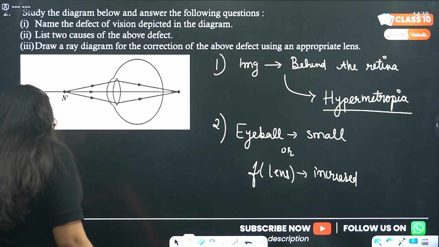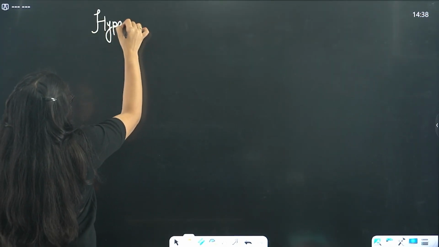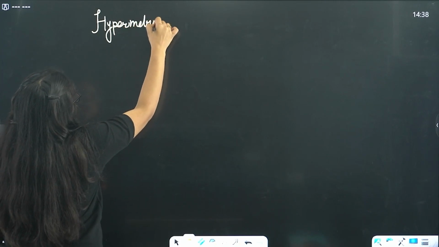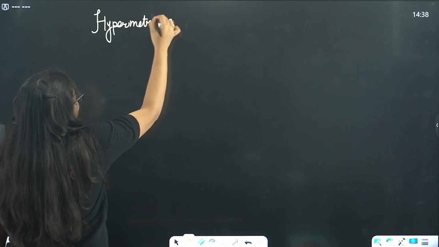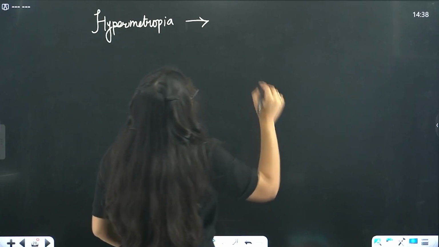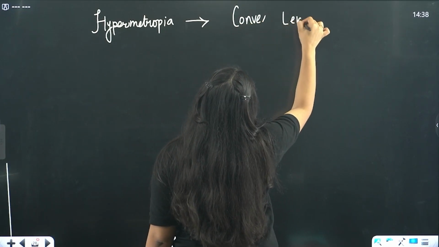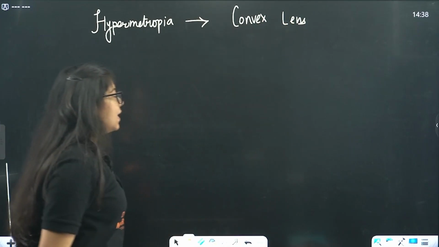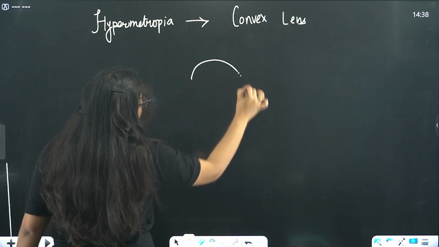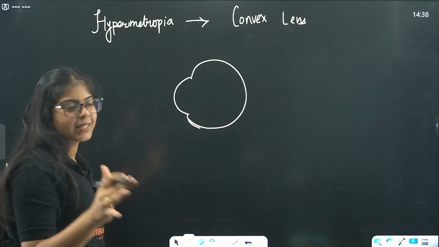Which lens is used for hypermetropia correction? Ma'am, for hypermetropia, which lens is used? Correct? Not correct? Let me know in the comment section with the timestamp. Okay? So for hypermetropia, ma'am, we use a convex lens. So this is your eye, somewhere like this.